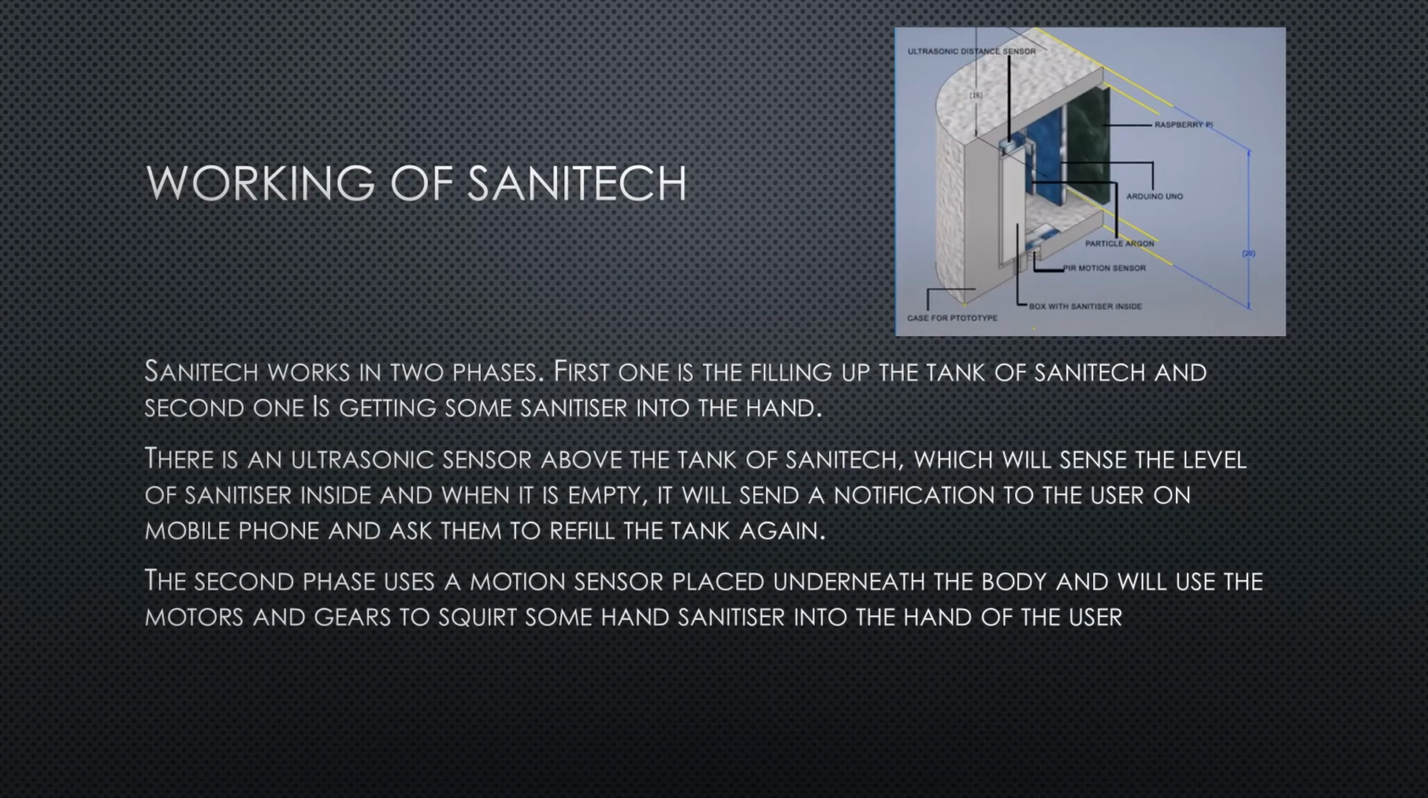Sanitech basically works in two phases. The first one is filling up the tank of the Sanitech with sanitizer, and the second one is getting the sanitizer out of the Sanitech into the hands. There is an ultrasonic sensor above the tank, which is going to sense the level of sanitizer inside, and when it is empty it will send a notification to the user on mobile phone and ask them to refill the tank again. The second phase uses a motion sensor placed underneath the body and will use the motors and gears to squirt some hand sanitizer into the hand of the user.